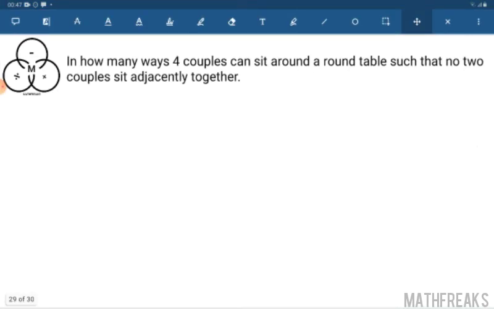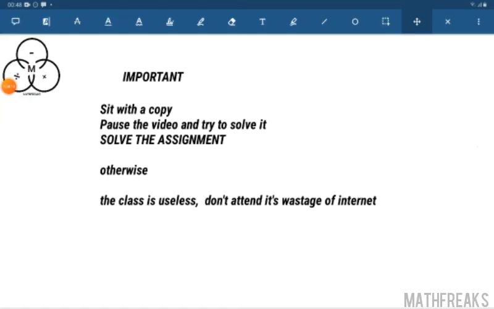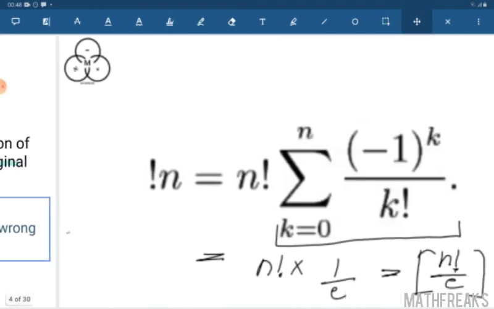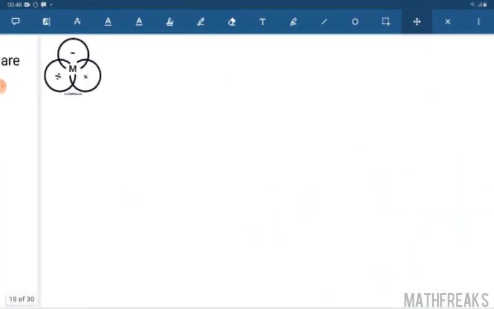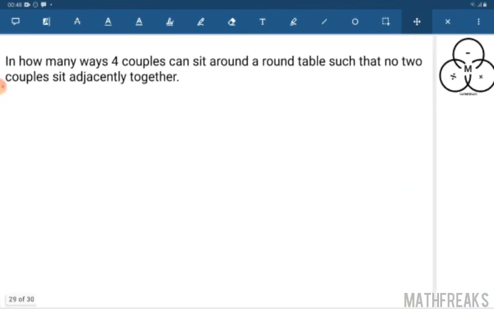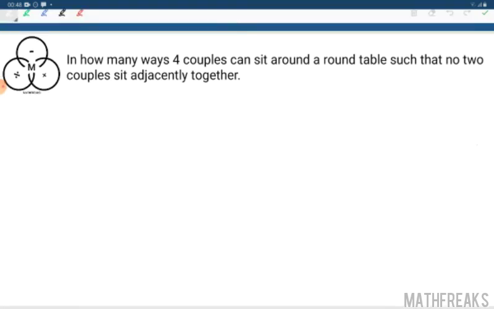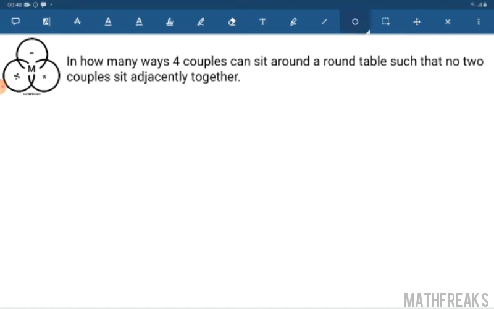This was quite easy for us. In how many ways can 4 couples sit around a round table such that no 2 couples sit adjacently together? This is important. This is the last problem, so we are about to end, to check whether you are understanding. Let's solve it.